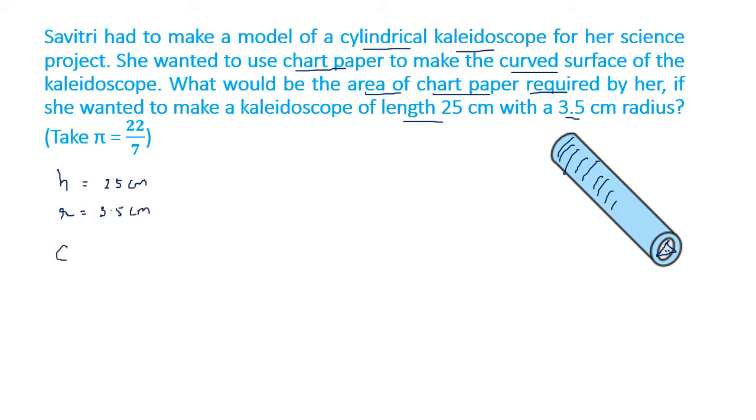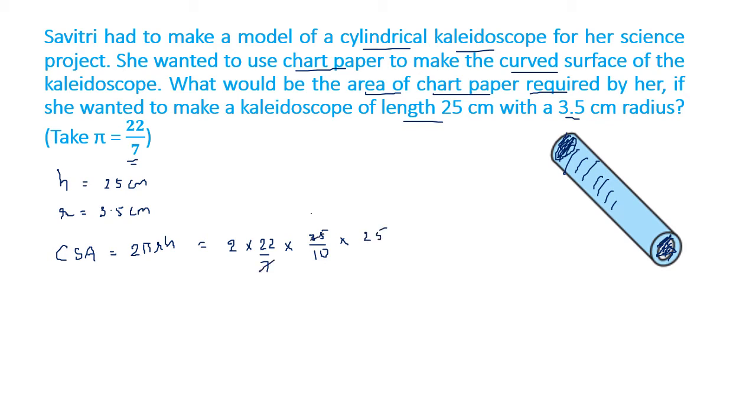So we have to find the CSA because she's put the chart paper only on the curved part. This part has got the butter paper, and this part at the end will have an eye hole. So only the curved part, CSA. What was the formula? Do you remember? 2 pi r h. So put down the value. 2 pi will become 22 by 7, 22 by 7 into radius, which is 3.5 or 35 upon 10, into h, that is 25.